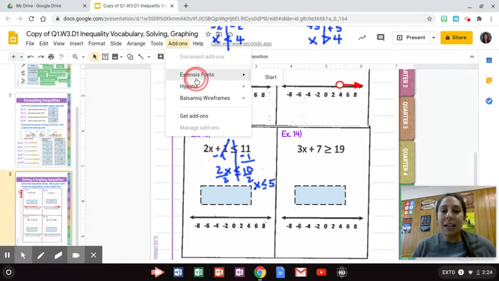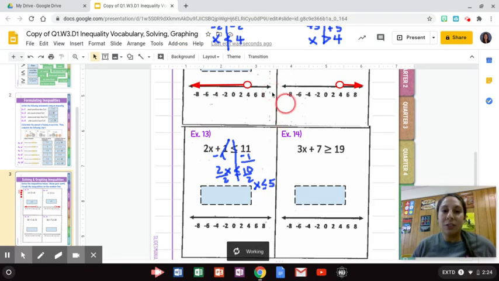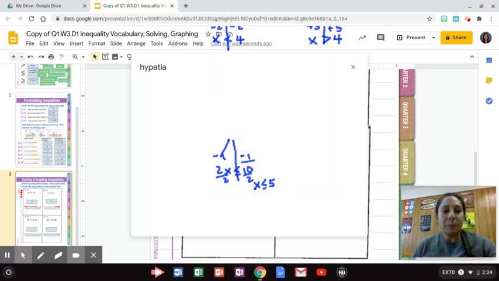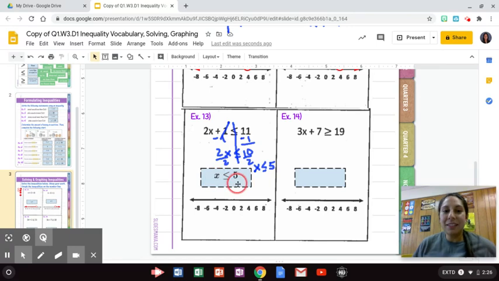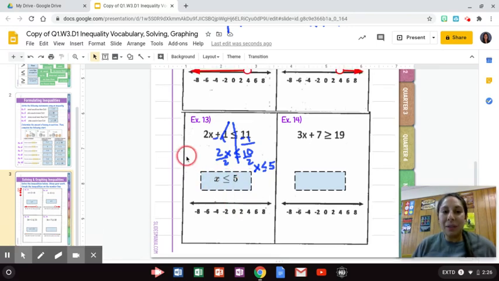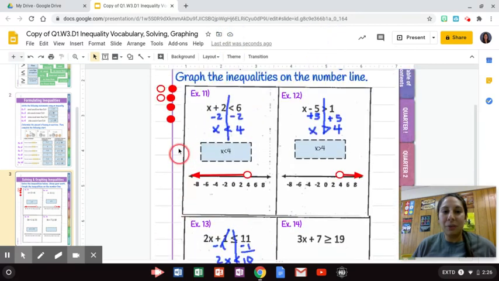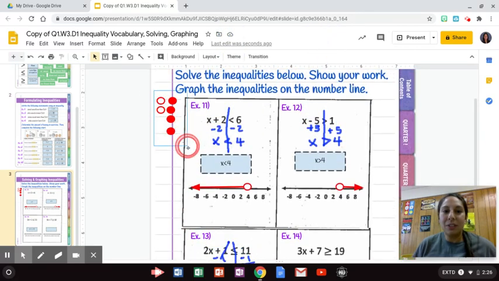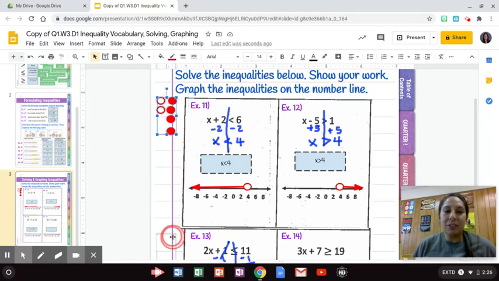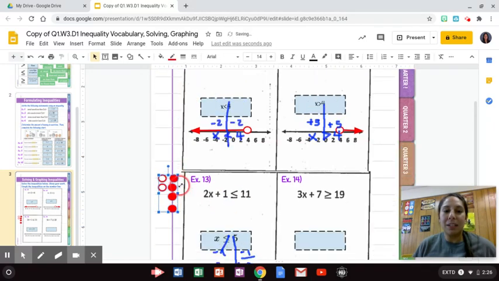Again, since it has that inequality with the equal sign, I'm going to have to go insert the text box. So x is less than or equal to 5. Now we're going to graph it. Because all my dots are up here, I'm just going to scroll back up. I'm going to select all my dots, and I'm going to drag them back down here so that I can see them for problem number 13 and problem number 14.